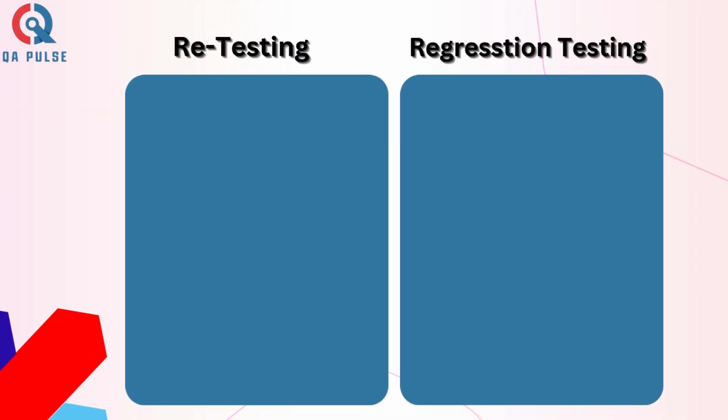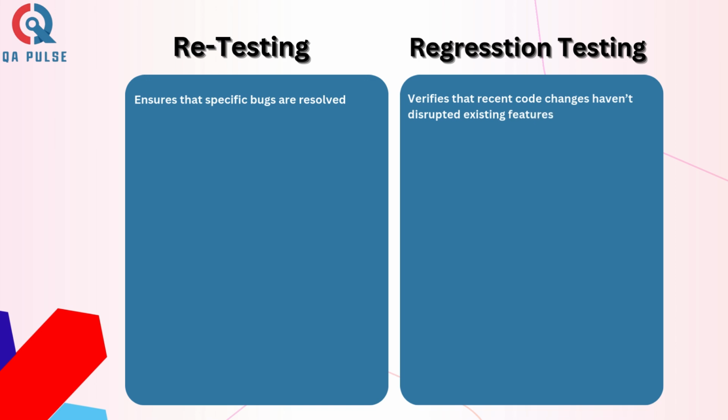Today we are diving into retesting and regression testing, two types of testing that ensure our software continues to perform at its best. Let's break these two testing strategies down in a way that makes sense. Retesting verifies that specific bugs which were reported by a tester have been fixed in the latest build, whereas regression testing ensures that the recent code changes have not accidentally affected the existing functionalities.